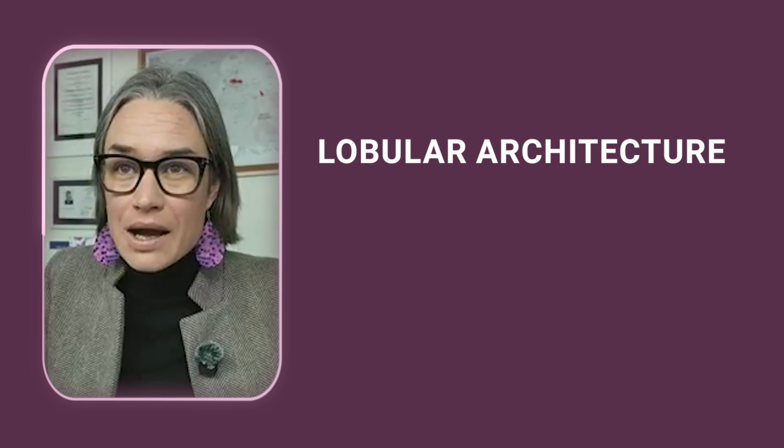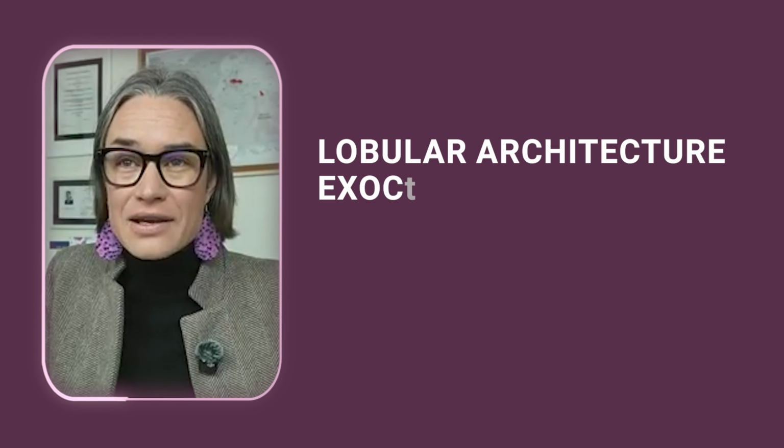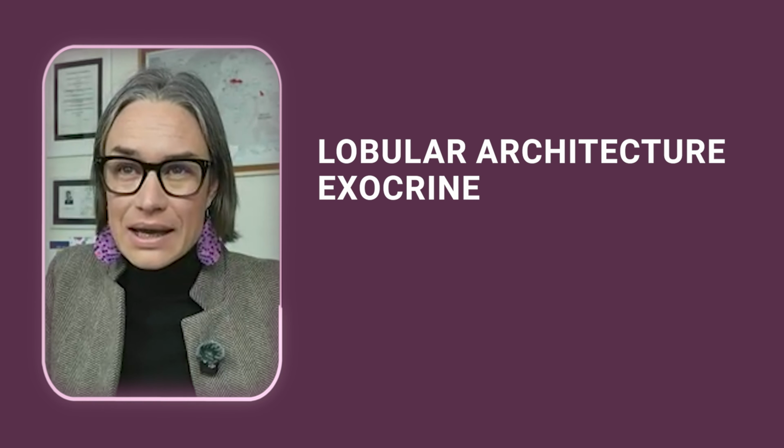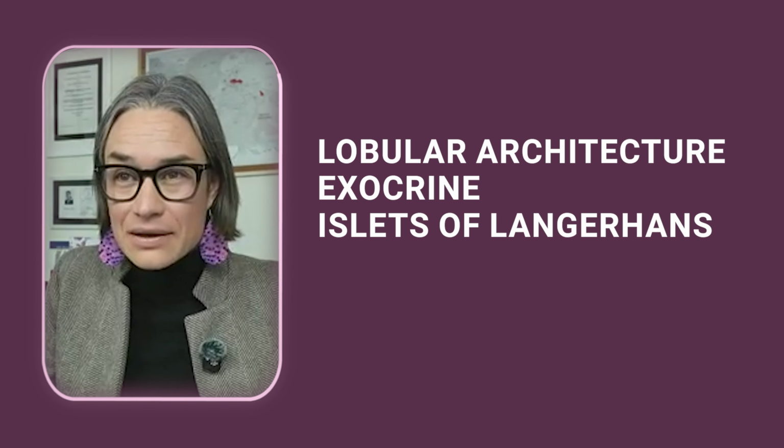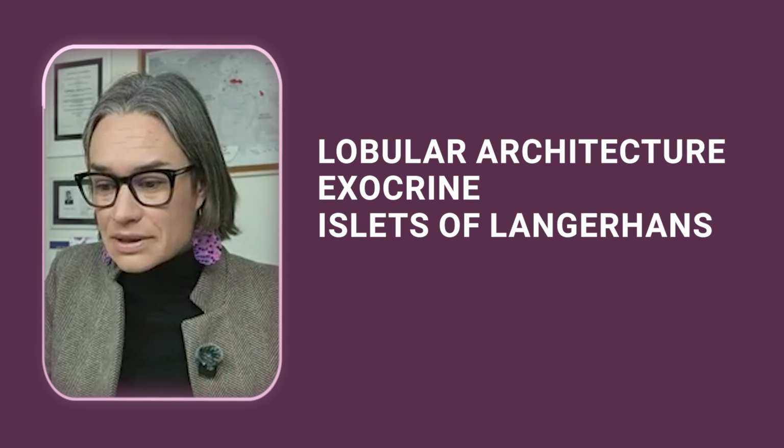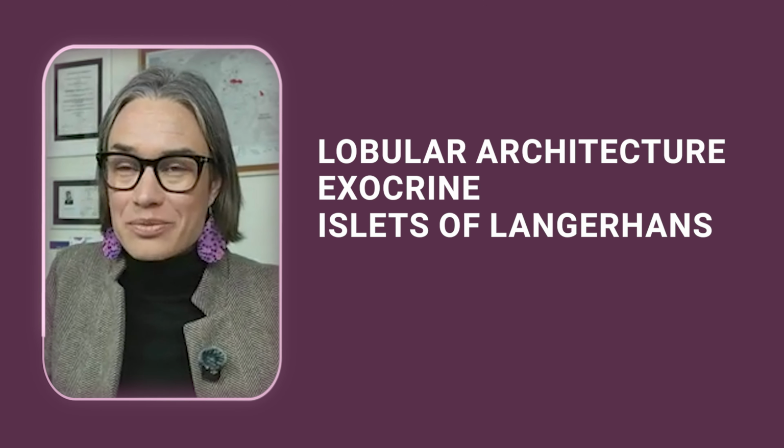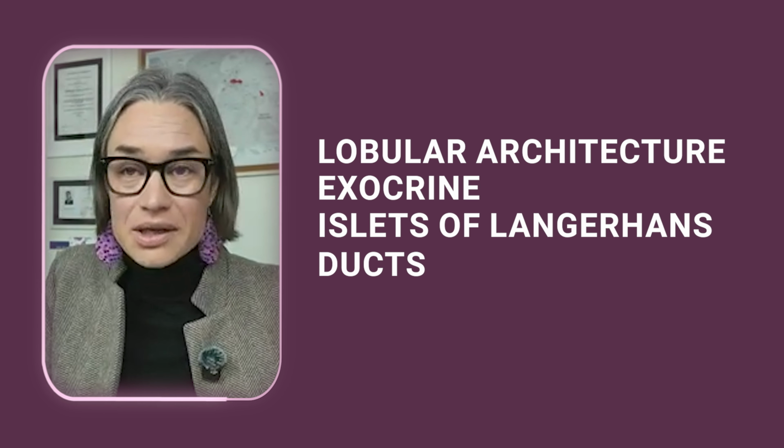The first organ that we're going to be looking at is going to be pancreas. What are we going to be looking for here? Lobular architecture. We're going to have exocrine, so-called acini. We're going to have islets of Langerhans. They're going to be pale clusters. On this magnification you maybe cannot appreciate them, but in a second we're going to. And we're going to have ducts.